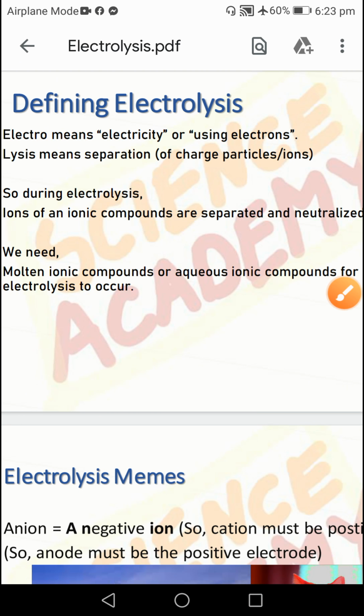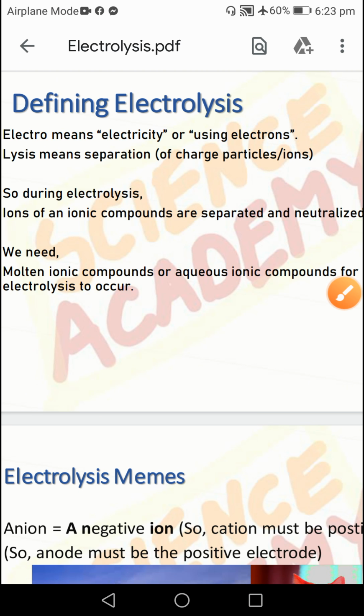So reduction of cation occurs, and reduction occurs where? At the cathode also, because cation goes to cathode. So reduction of cation means this is the red cat. Just remember the picture of this red cat. So the opposite is the oxidation of the anion. Reduction means gain of electron, and oxidation means loss of electron.